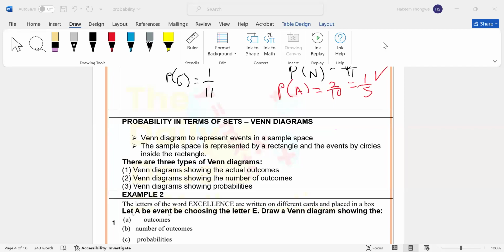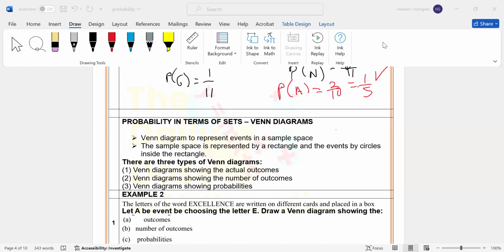So the probability in terms of a Venn diagram: we use a Venn diagram to represent what we call our sample space. The sample space is represented by a rectangular shape. Now, what is a sample space? You still remember, we spoke about a sample space.